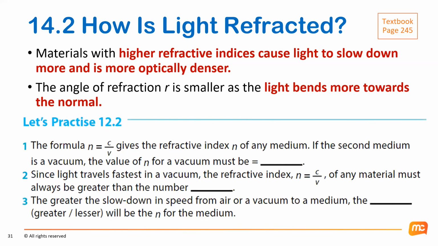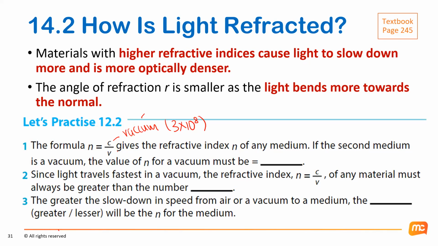Okay, let's have practice 12.2. The formula n equals c over v gives the refractive index n of any medium. If the second medium is also a vacuum, that means I'm going from vacuum to vacuum. Let me just draw. This is vacuum, which is 3 times 10 to the power 8. It's always c, always 3 times 10 to the power 8.